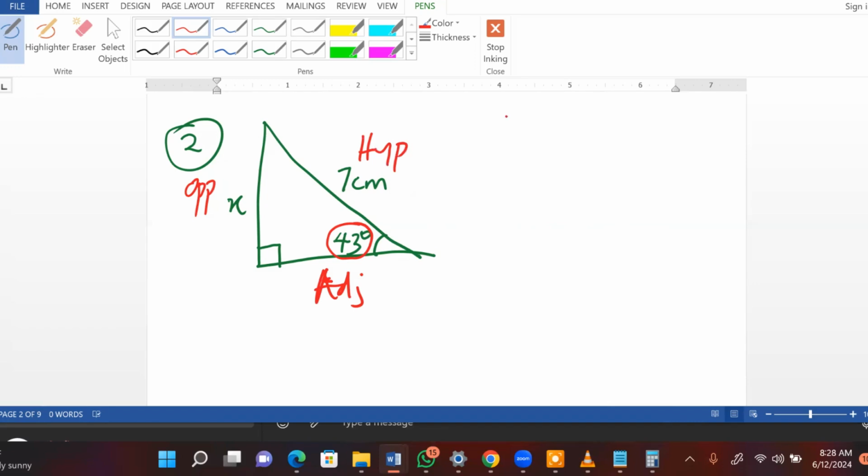Great. So which of the ratios, SOH, CAH, TOA, are we going to use? Tell me which one. So we are looking for x, right? Yes.